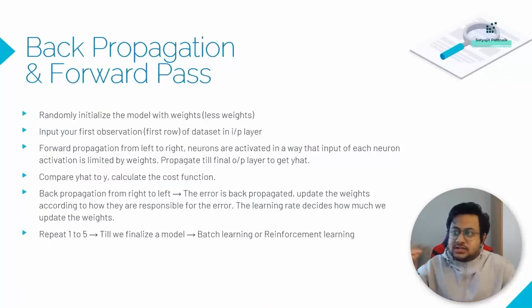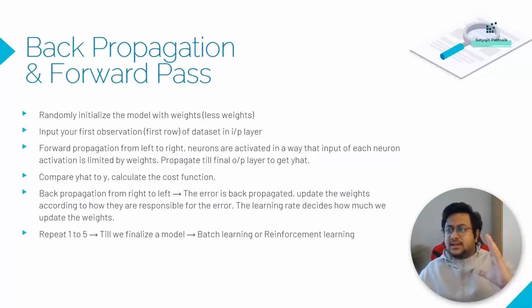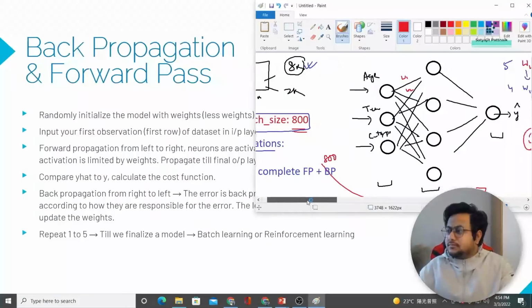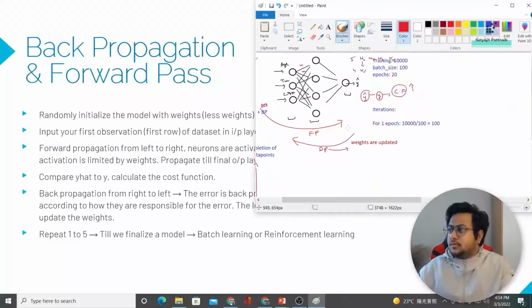Now let's try to understand theoretically what it means. Randomly initialize the model with weights, which we have already discussed. Input your first observation, or the first row of the dataset, in the input layer. Forward propagation from left to right. Neurons are activated in a way that the input of each neuron's activation is limited by weights. You have to propagate till the final output layer.